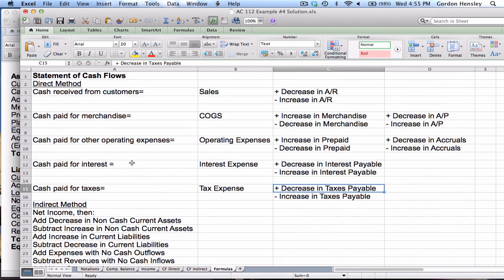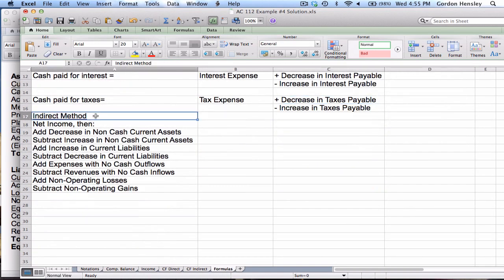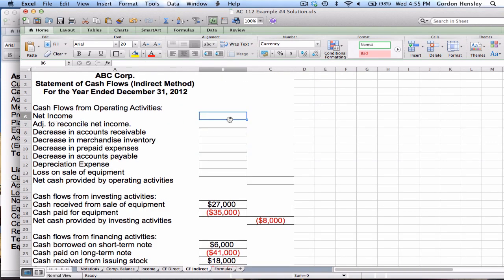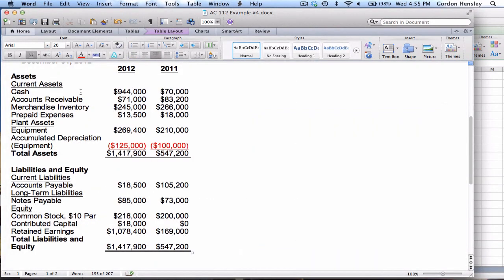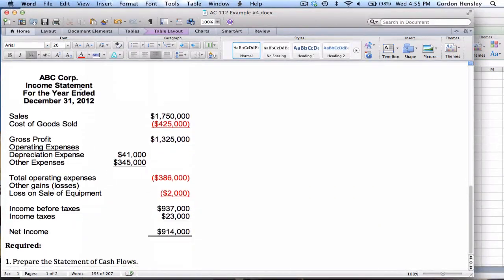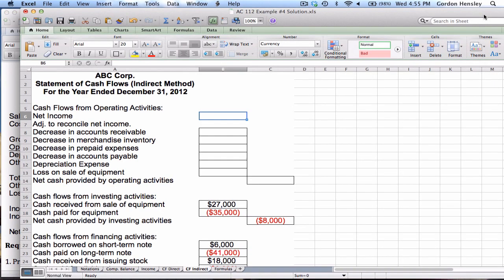Now, this method is completely different. Let's take a look at the formulas for this method. They start all the way down here on the bottom. Indirect method. It says net income then. So basically you start off with the net income and then you make a whole series of adjustments. In fact, we have a place right here for the net income. So I'm going to go to my income statement and find the net income. It's the bottom line on the income statement. 914,000. So I will plug in the net income of 914,000.